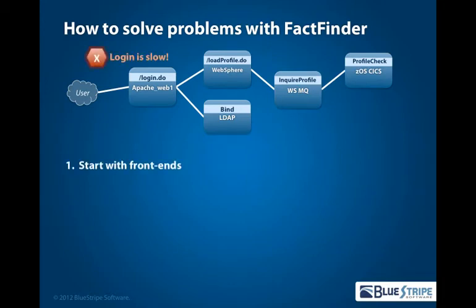First, you start with the front ends, where the user's transactions are coming into the application. Starting with that server, and at each server along the way, you isolate where the bottleneck is. I'll explain how to analyze bottlenecks in FactFinder in the next video, but for now, you should know that a bottleneck is any server that is slow but can't blame its slow performance on machines further down the transaction path. In other words, a bottleneck is the source of a slowdown.